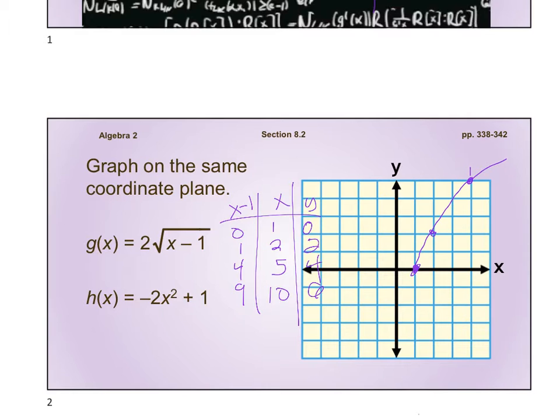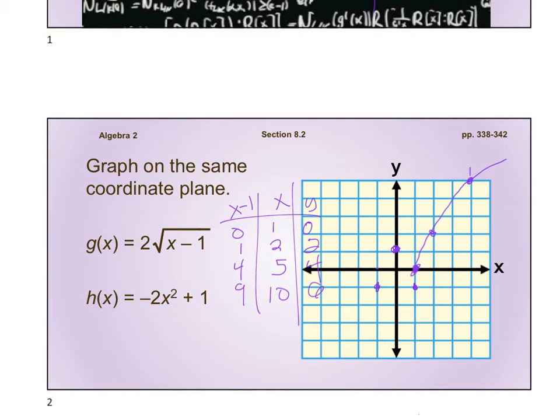All right, h of x equals minus 2x squared plus 1. This is a parabola. The x squared means it's a parabola. The minus 2 means it's opening downwards. The plus 1 means my vertex is up here at plus 1 on the y-axis. It's going to curve downwards. So if I plug in 1 for x, I get 1 squared is 1. So that's minus 2 plus 1, which is minus 1. So I'm all the way down here.